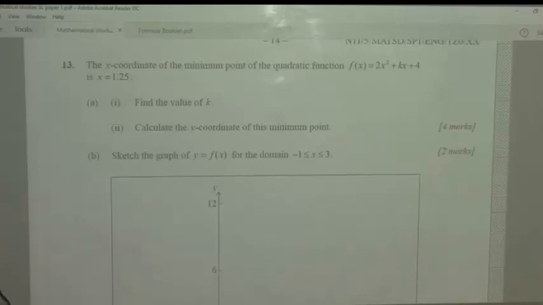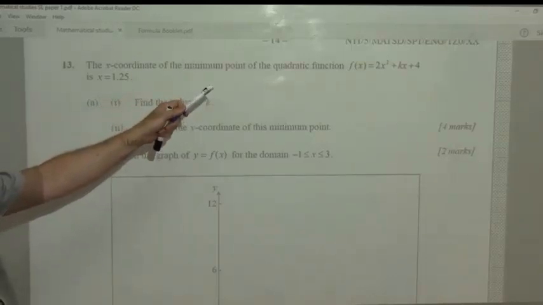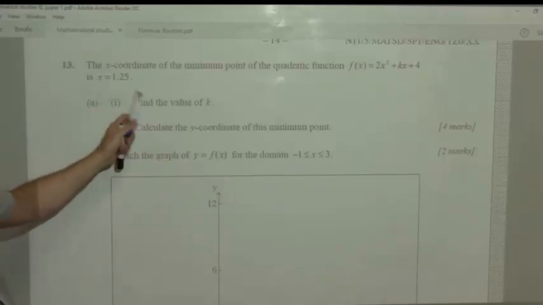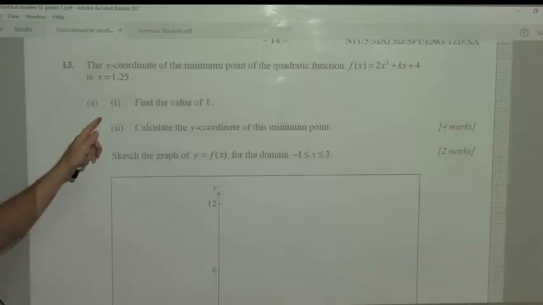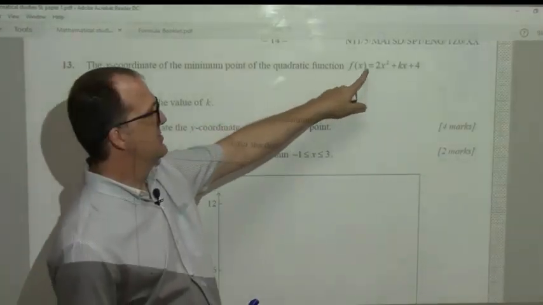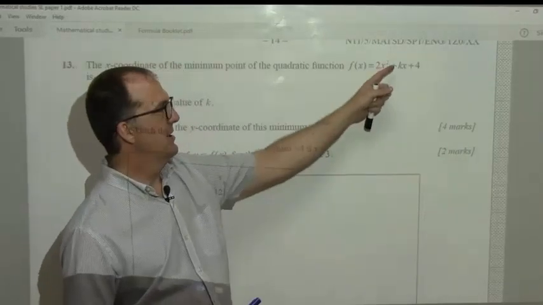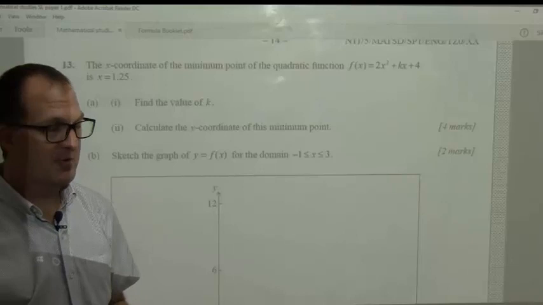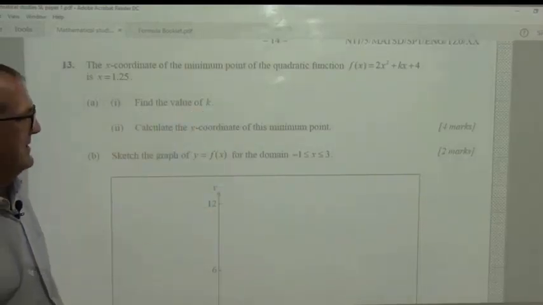Question 13 is about a quadratic function, and they say the x-coordinate of the minimum point of the quadratic is when x is 1.25. And we see in our function 2x squared plus kx plus 4. Clearly, having that variable k is a problem, and of course the first thing they're going to do is ask you to find it.